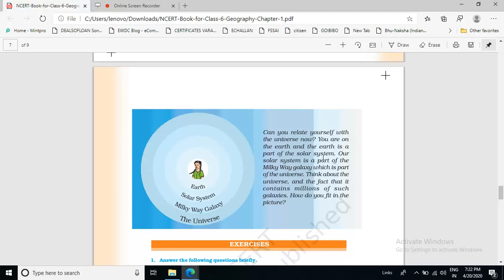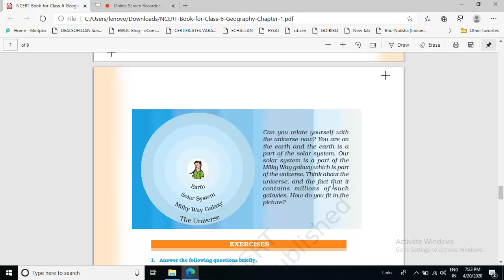You are on the earth, and the earth is a part of the solar system. Our solar system is a part of the Milky Way Galaxy, which is part of the universe. Think about the universe and the fact that it contains millions of such galaxies. Okay, so this tells us the vastness of the universe.